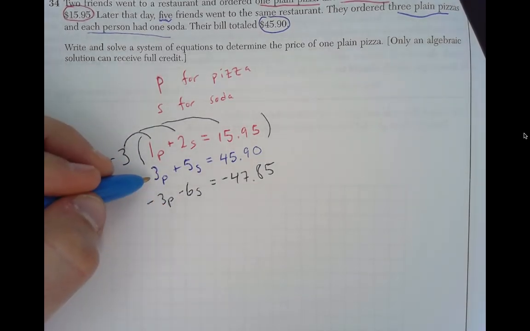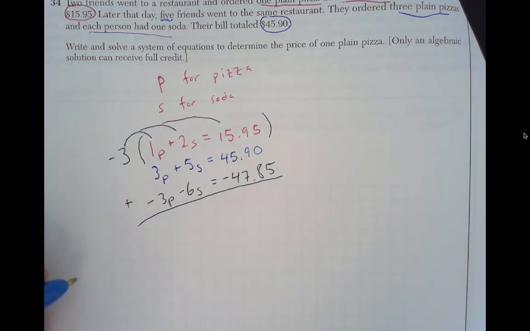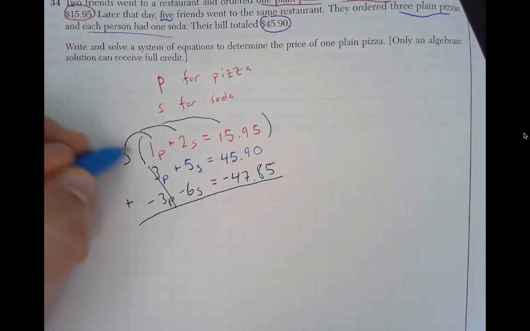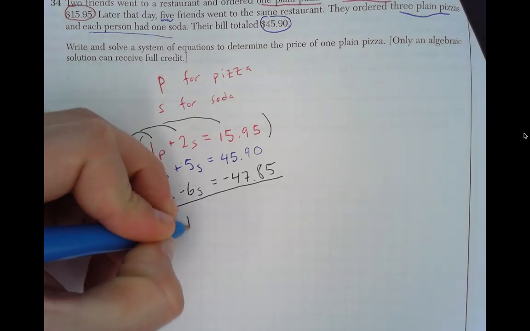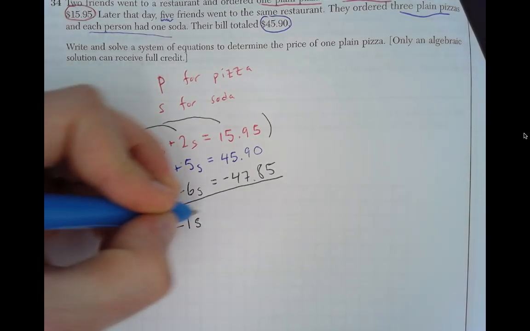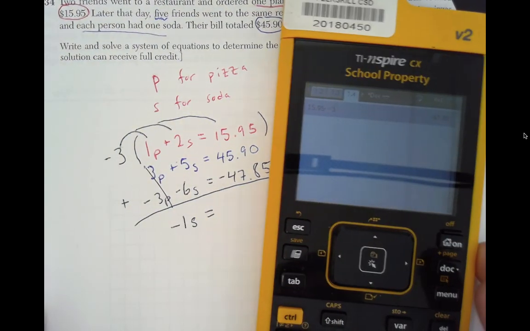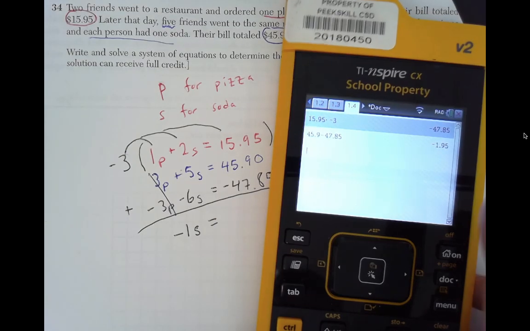The P's, I got a +3, -3 on P's. They're ready to eliminate each other. So let's add these 2 equations together and see how it goes. These cancel by design. That's why we chose the -3. And then 5 plus -6 is going to be -1S equals whatever this is. 45.9 minus 47.85 gets me -1.95.